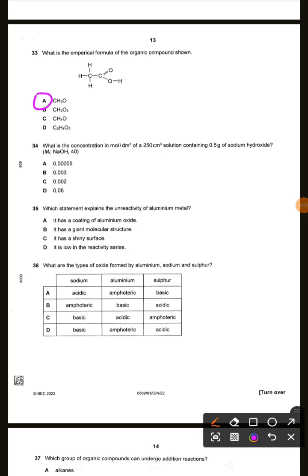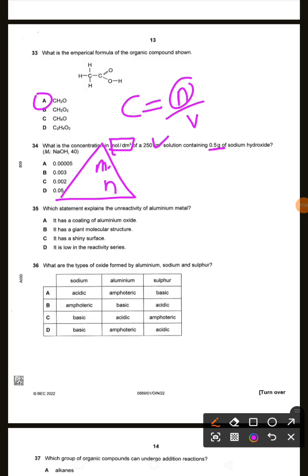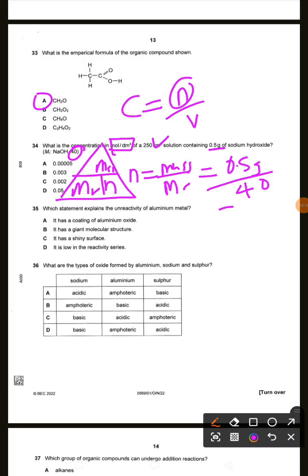What is the concentration in moles per cubic decimeter of 250 cubic centimeter solution containing 0.5 grams of sodium hydroxide? Now remember, this is our formula: concentration equals moles, let's just write n, over volume. We do have the volume, we just need to change it to the right unit. Do we have the moles? No, but we do have the mass of sodium hydroxide. So to do that, use your triangle for calculating moles, mass, and AR or MR, depending on the compound that you have. Therefore, n is equal to mass over MR, which is 0.5 grams over 40. We are given the MR, so we don't need to calculate it. Then we do the calculation.